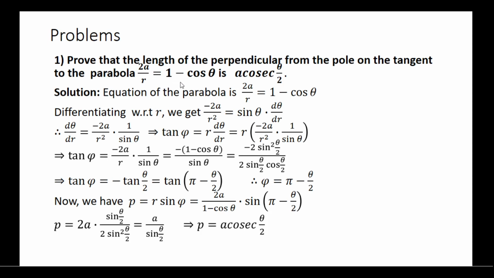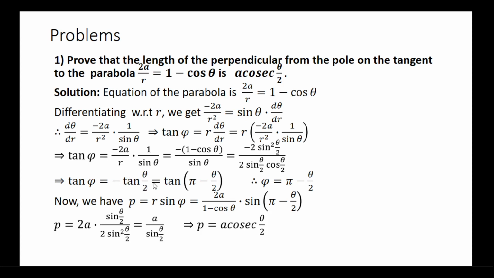Now observe the given curve. What is it? It's 2a by r equal to 1 minus cos theta. Now replace this 2a by r by 1 minus cos theta. This minus sign will be as it is. So 2a by r is replaced by 1 minus cos theta, the whole divided by sin theta. We know 1 minus cos theta is 2 sin square theta by 2, minus as it is. And sin theta is 2 sin theta by 2 into cos theta by 2. Simplify this. 2 will get cancelled, one sin theta by 2 also gets cancelled. So we will be left with minus sin theta by 2 divided by cos theta by 2, which is nothing but minus tan theta by 2.